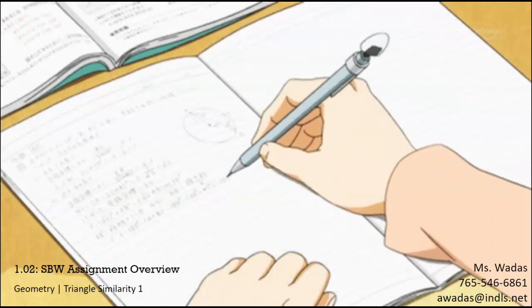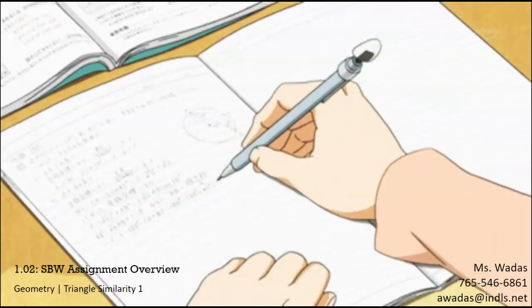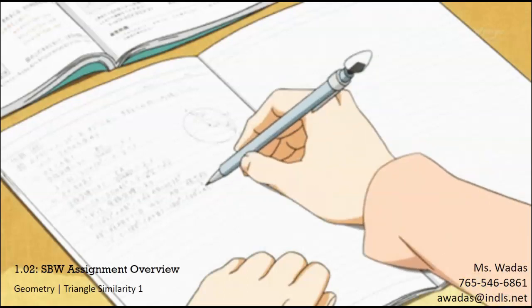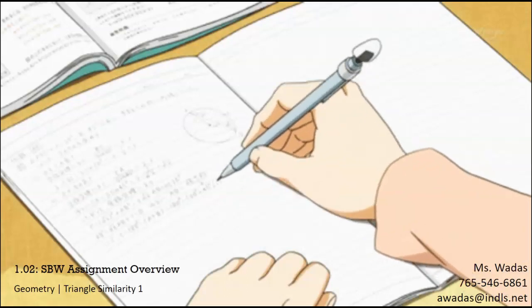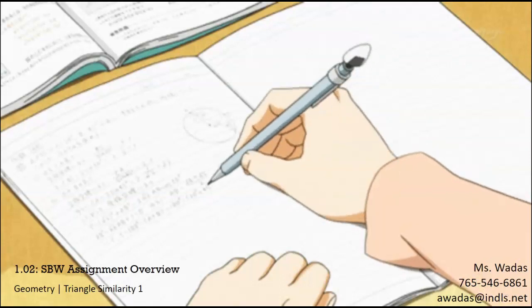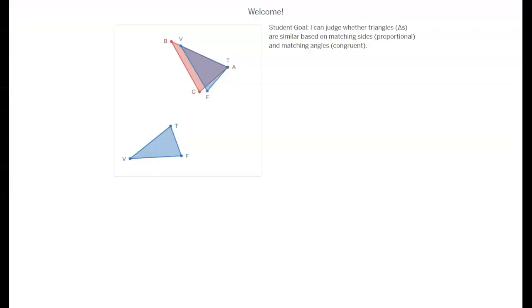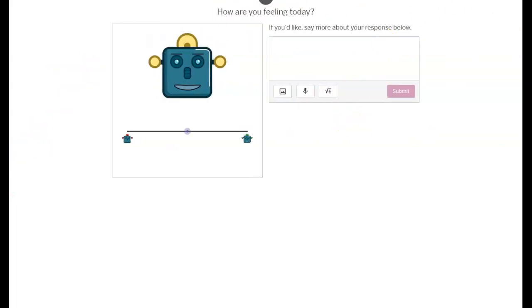To the SBW assignment overview 1.02, where I will go over the questions in your writing assignment. To find help for this writing assignment is in Desmos. So if you go to Desmos, you're going to find this assignment where you can go through each of the pages on your own.